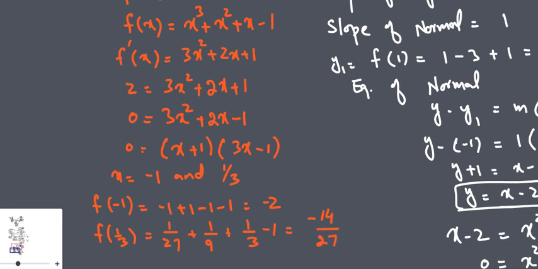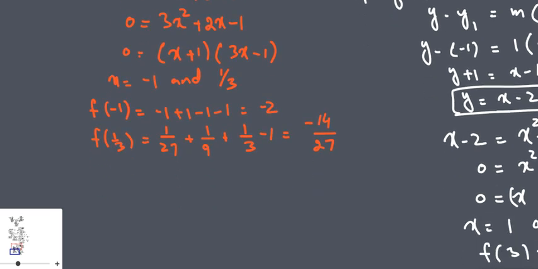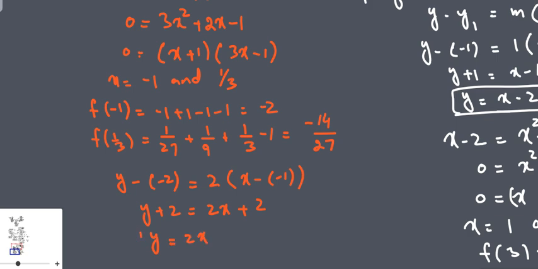Okay, so my equations will be y minus y1 equals m times x minus x1. So y plus 2 equals 2 times x plus 1, right? Oh, sorry, plus 2. So it will become y equals 2x. This is one equation.